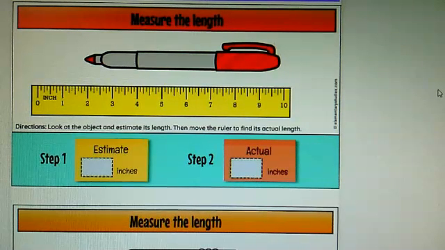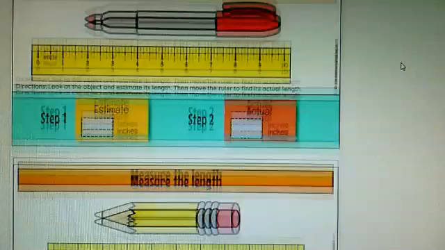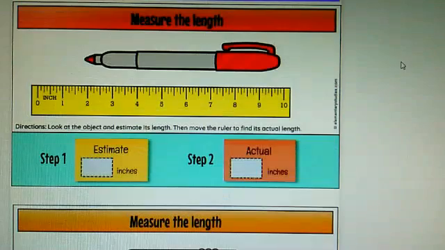When you go into Class Kick, you're going to see these slides, and there are 2 to 3 on a page, so make sure you look for all of them. I want you to tell me how long you think these objects are. If I was looking at this, I would say it might be 8 inches. We're going to say 8 inches is my estimate. I'm guessing.